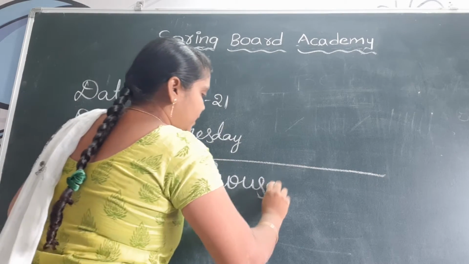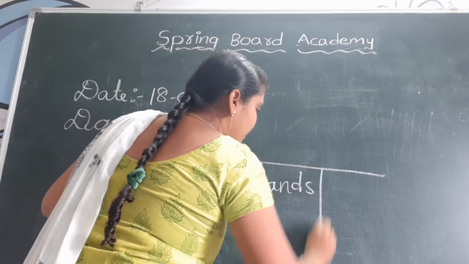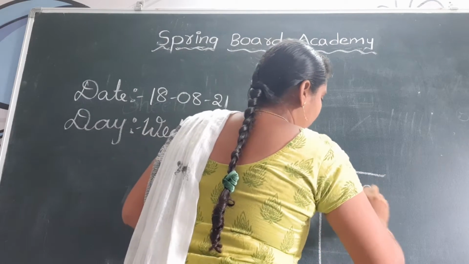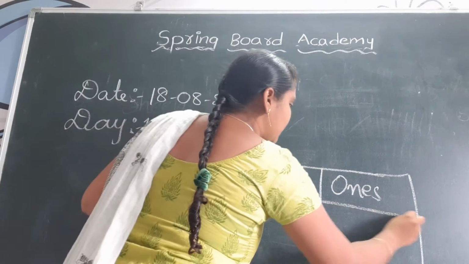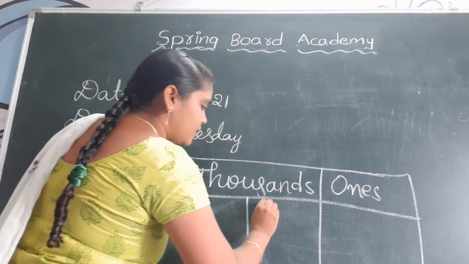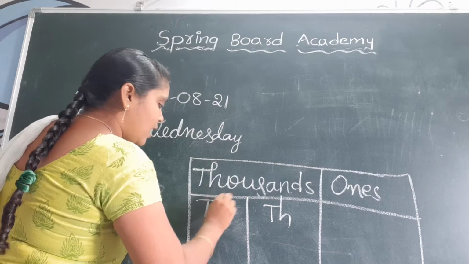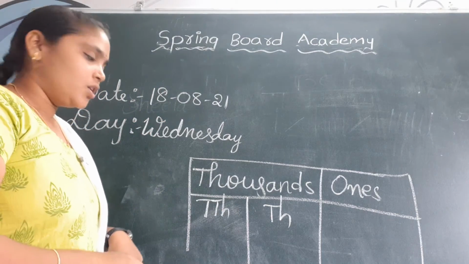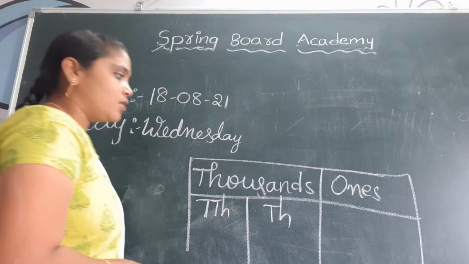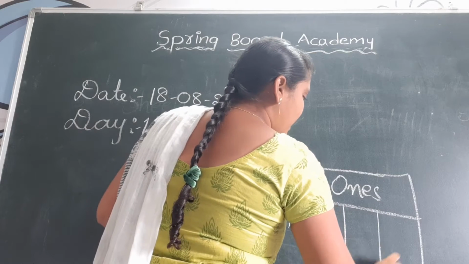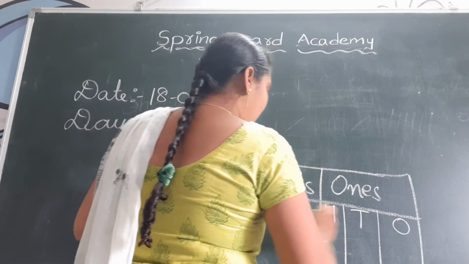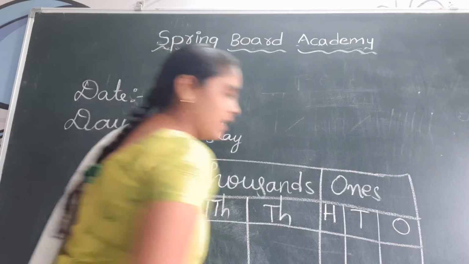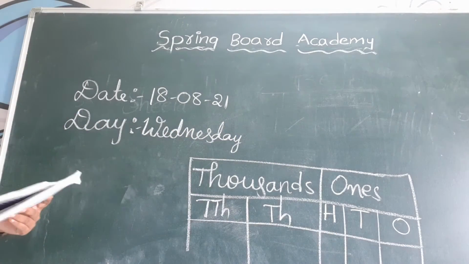What are the two periods? Thousands period and ones period. Okay, thousands period and ones period. What places come in the thousands period, children? Thousands place and 10,000s place. And the ones period has three places: ones place, tens place and hundreds place.